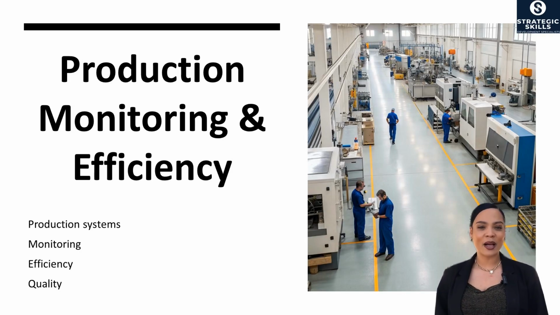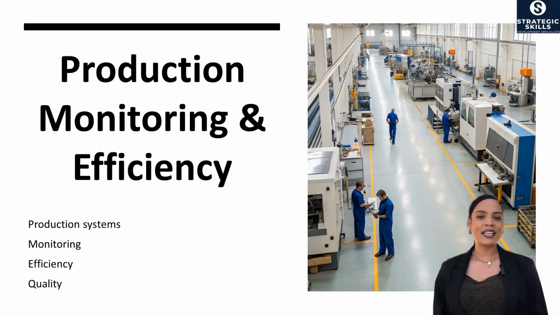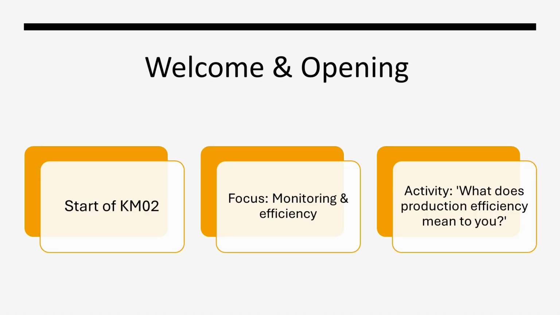This module is about production systems, efficiency, monitoring, process control, and quality. By the end of this session, you will understand how production runs, how we measure performance, how we remove waste, and how we ensure consistent output. My role is to guide you step by step with real examples from production. Before we begin, let's start with this question. What does production efficiency mean to you?